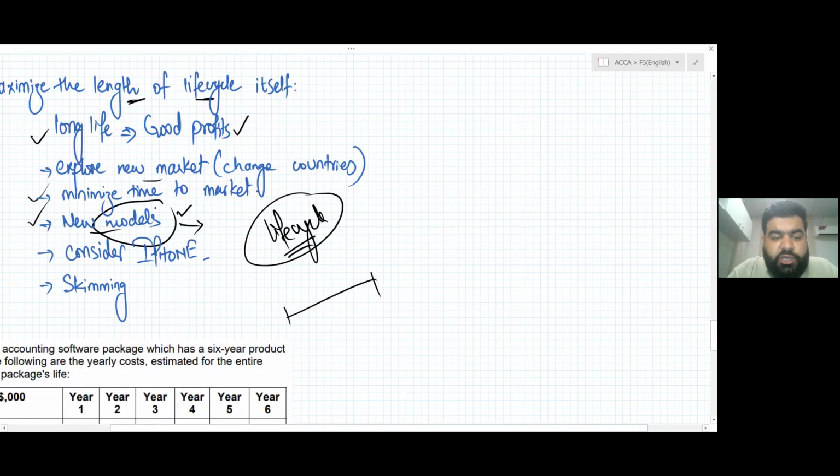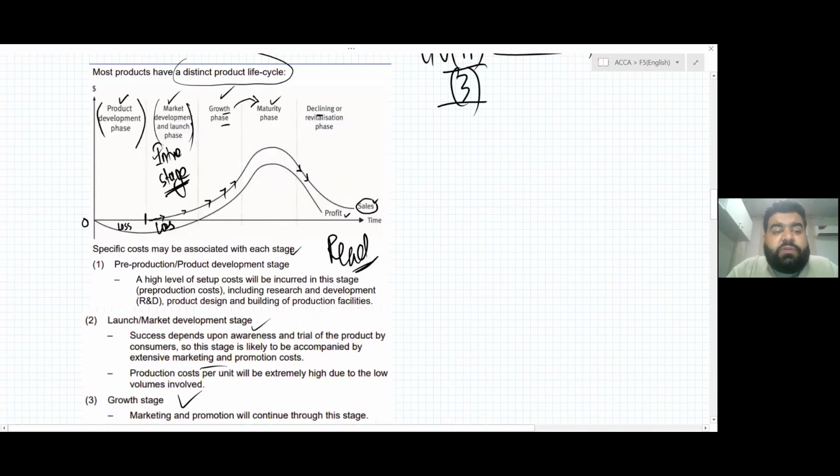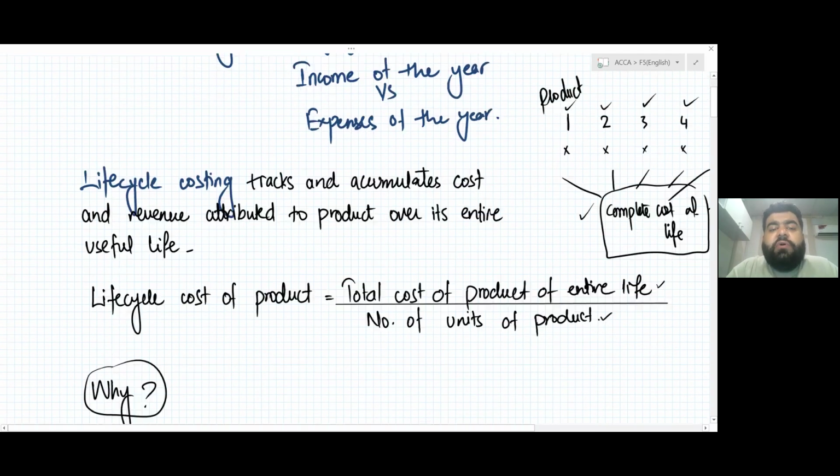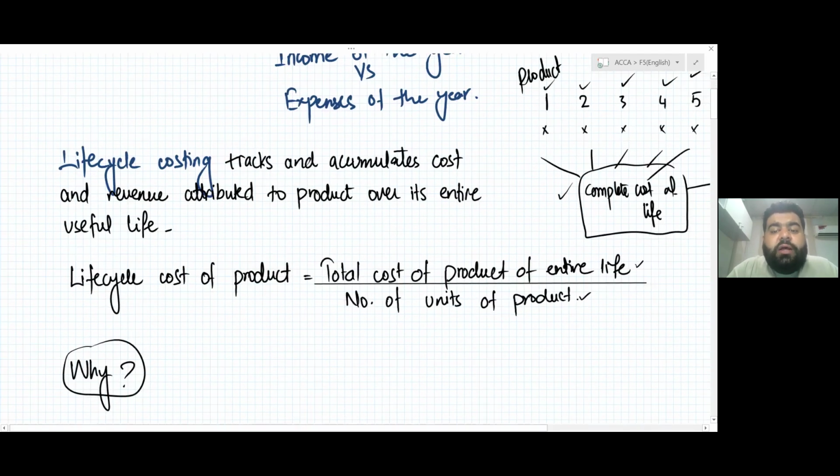Life cycle costing. In the last lecture, we started that traditionally we were making yearly accounts, means on a yearly basis only we were looking at the income and expenses. We were not focusing on the complete life cycle costing or calculating the revenues for the complete life. But life cycle costing says that track and accumulate the complete cost and revenue over the life.